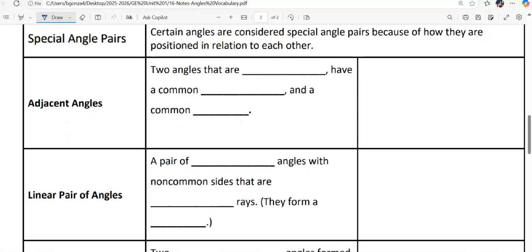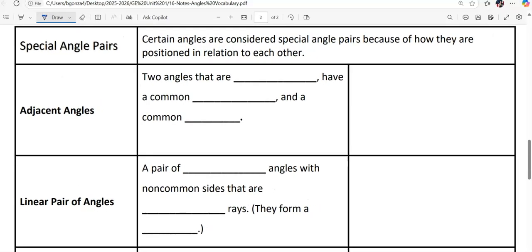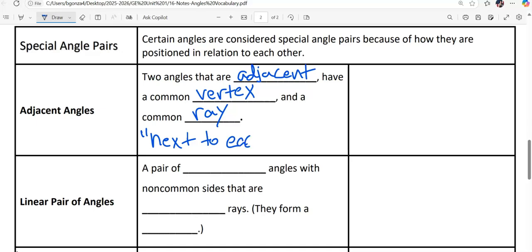Okay. So, adjacent. Ready? Two angles that are adjacent have a common vertex and a common ray. I would just say they're next to each other. They're like next door neighbors, okay?